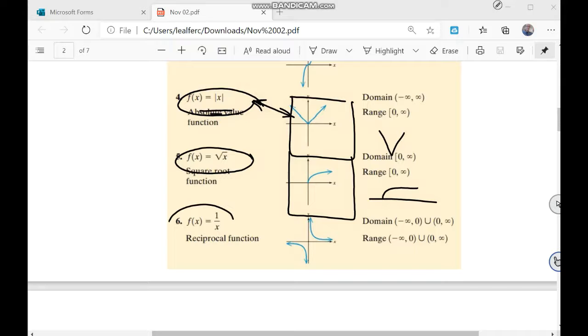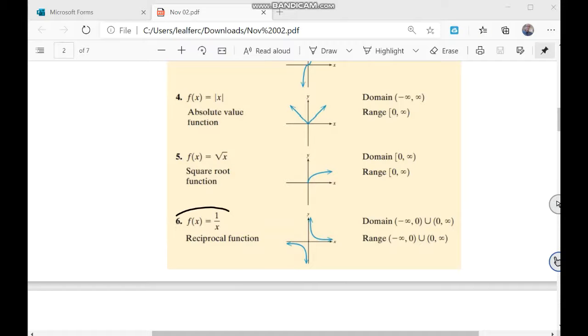And the reciprocal function is this one. Two curves pointing to opposite sides with this gap here in the middle. This is the reciprocal function. Again, what you have to do is to match the function, the equation of the function, with the graph.